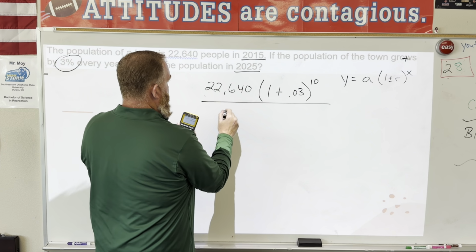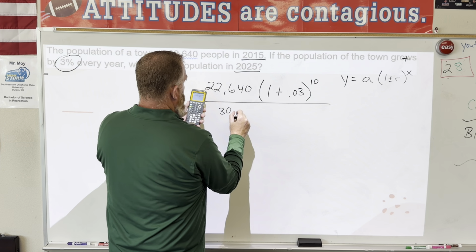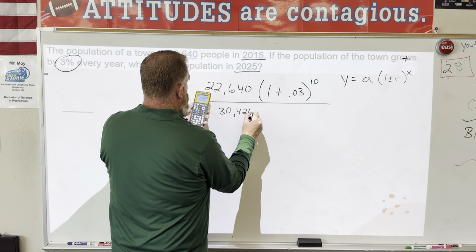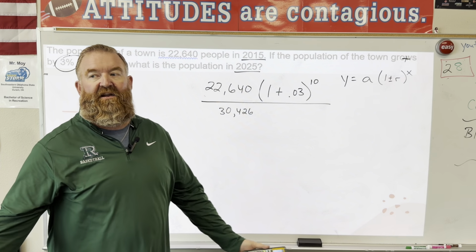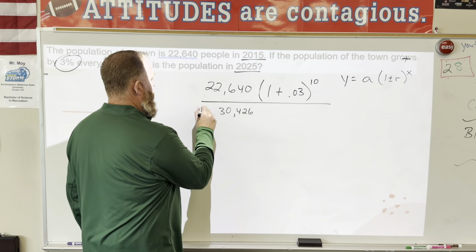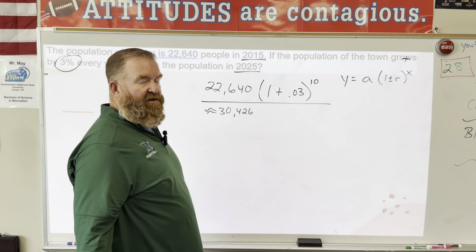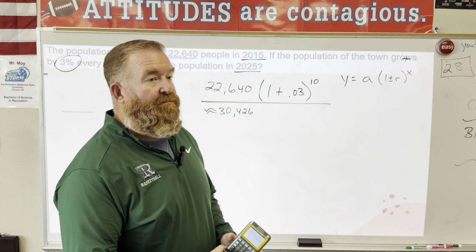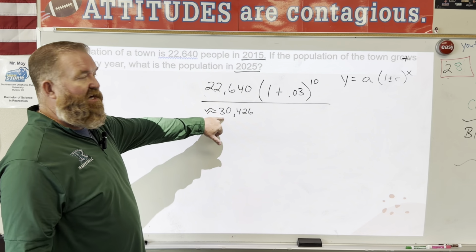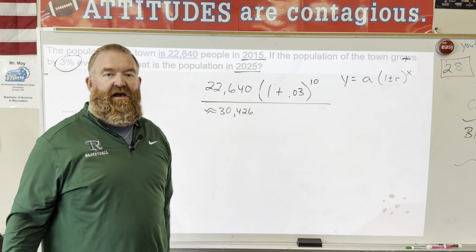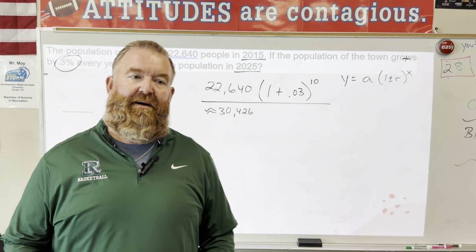I'm going to do the exponent and put a 10 up there. My number, 30,426, and the decimal is 0.3. Because we're talking people, I'm not going to use a decimal. So the anticipated amount of people, 30,426 people, which makes sense. Think about it. If it's growing over 10 years, does that number make sense? Yeah, kind of makes sense. So I'm going to feel pretty good about my answer.